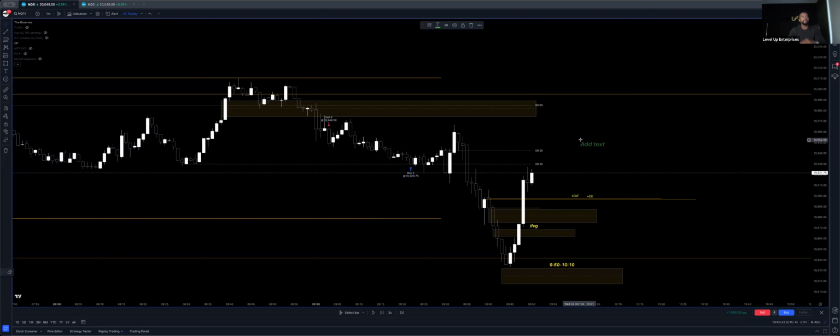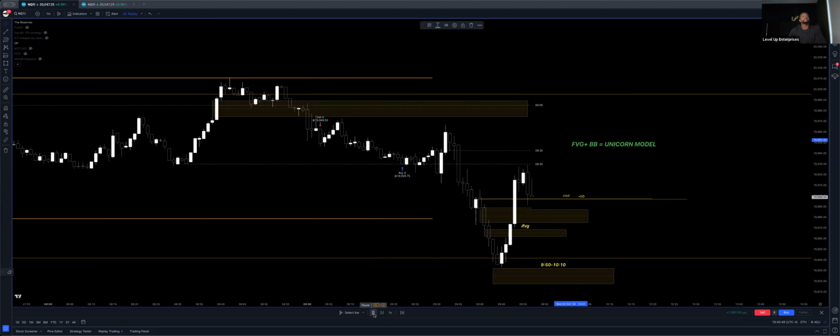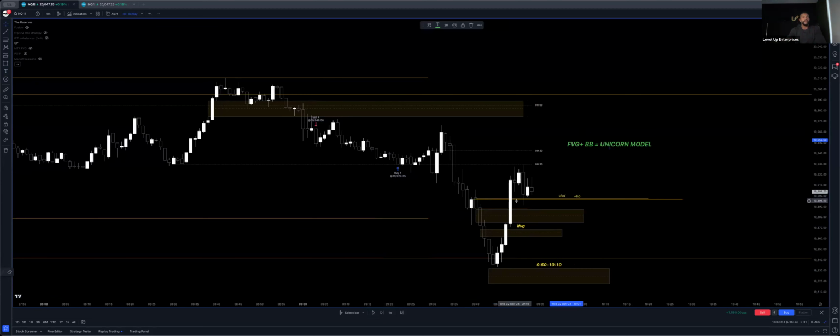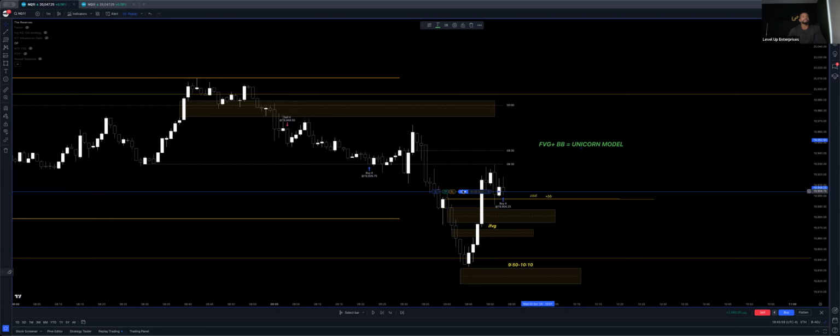So we have breaker block and a fair value gap. Breaker block and fair value gap plus fair value gap equals unicorn model. That's probably one of the most high probable institutional models. And I'm going to slow it down here a little bit because I really want you guys to see the retracement back. Right? Boom. And just right here, you can get it for entry because you already know that price is not going to come down here and violate these fair value gaps. There's no way.